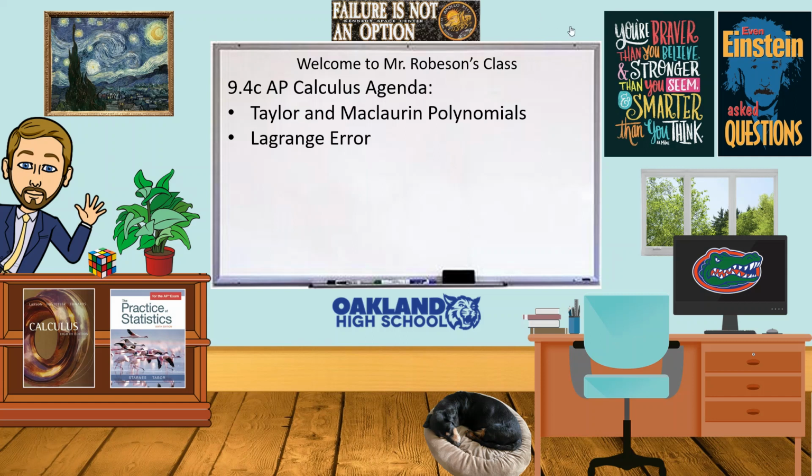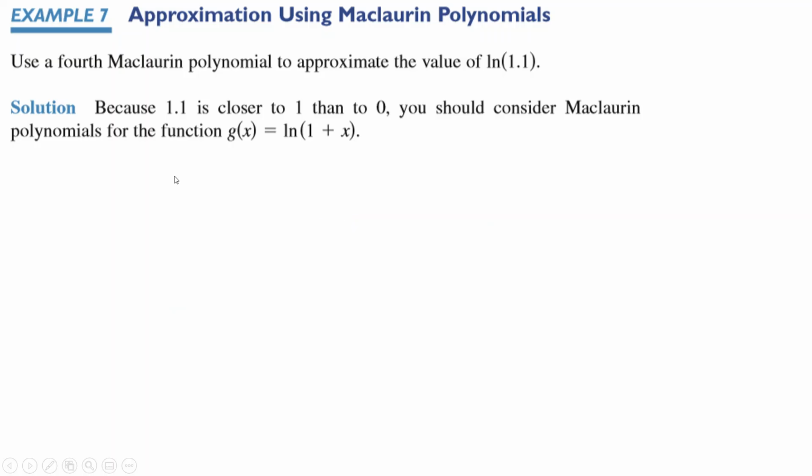All right, so we're still looking at Taylor and Maclaurin polynomials, so we have another example of that. And then we'll talk about the error involved with calculating using a Taylor and Maclaurin polynomial. It's usually pretty small. It's a very, very small error, and that error is sometimes called the Lagrange error. Or Lagrange, I guess he's French.